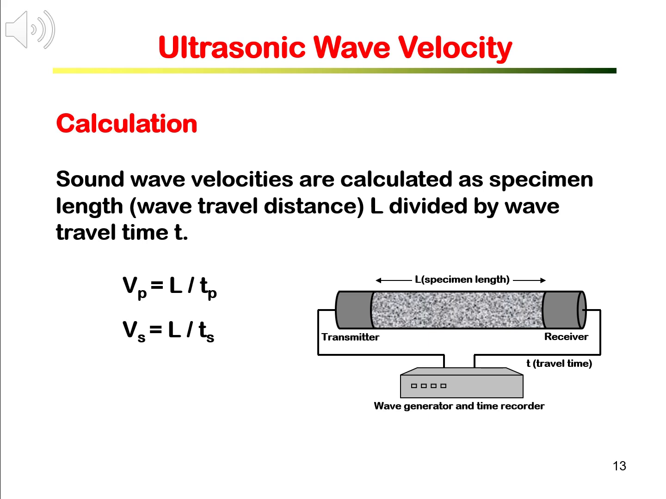As you have already measured the length of the specimen and also have measured the wave travel time through the specimen in the test, you can easily calculate sound wave velocity, which is the specimen length or wave travel distance L divided by the wave travel time T. If the ultrasonic wave you used in the test is P wave, then the velocity you get is the P wave velocity. Vice versa for the S wave.